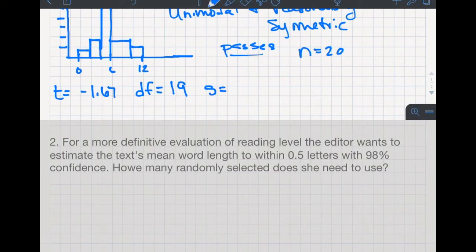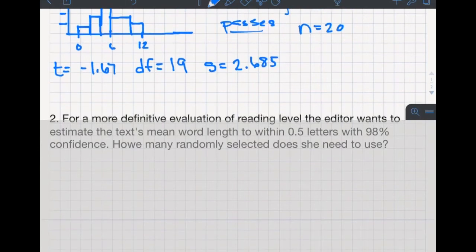Our standard deviation would be 2.685. And you can do this in one variable stats. I think this might even give you this at the end of the t-test. I don't exactly remember. And so our p-value is equal to 0.1122. And this is obvious: if we have a p-value of 0.1122, then we're really not going to have enough evidence.